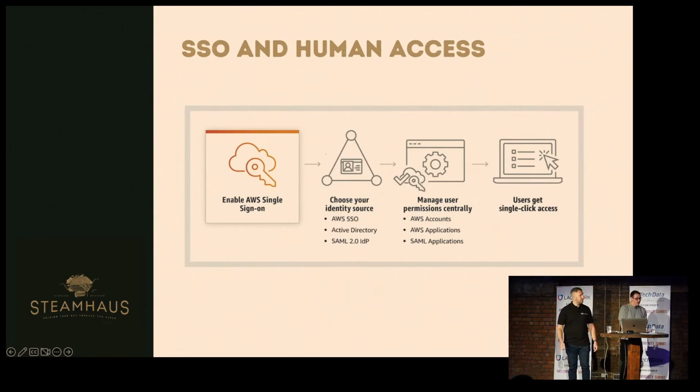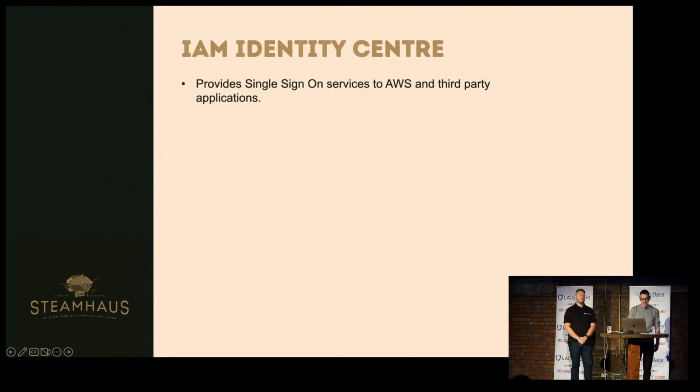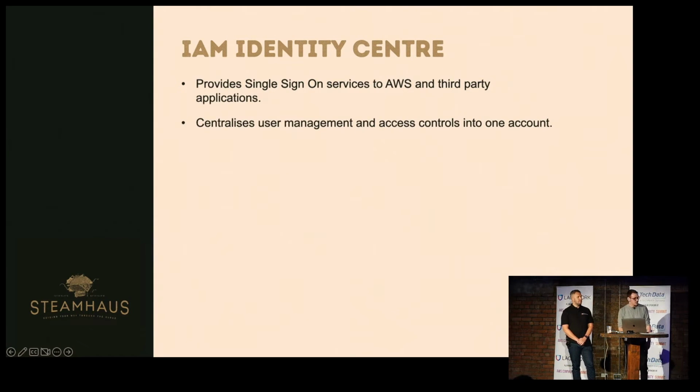Cheers, Jamie. So further to that, not just the actual security of your accounts and your infrastructure, actual human access and personnel security is another key factor. And again, it all comes down to that centralization of controls. What was formerly known as AWS SSO is now the IAM Identity Center. What IAM Identity Center provides to you is a single sign-on service to AWS, so into all of your AWS accounts and into third-party applications that are SAML2 compatible. A great feature of this is that it allows you to centralize management and access controls into one account.